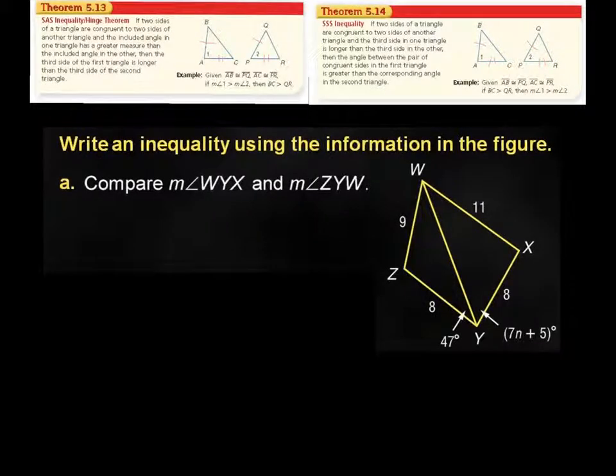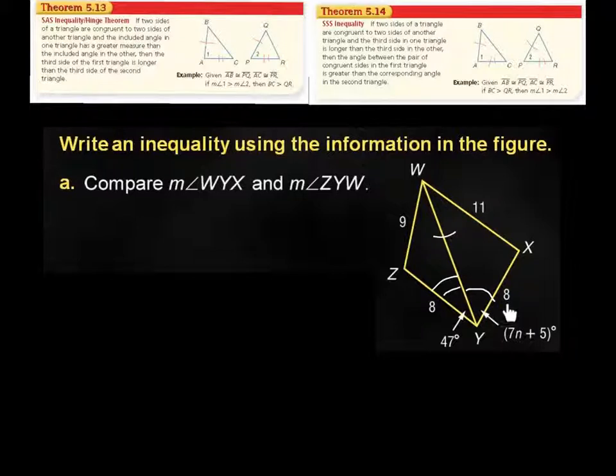Here once again, we're skipping to the solve-number type things and letting the proofs be. They ask us to write an inequality using the information in the figure. Compare the measure of angle WYX and the measure of angle ZYW. I just marked that with 2 just so we could see it, not saying that it's bigger, because in fact it's not. Side WY is a shared side. We don't know what it is, but it has to be the same as itself. And ZY and XY are both 8.